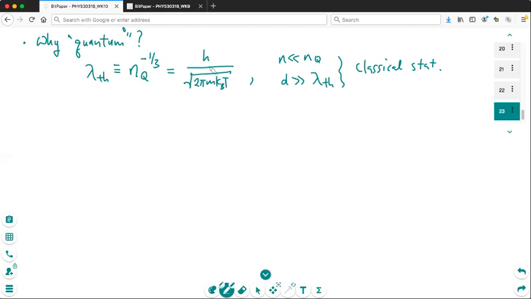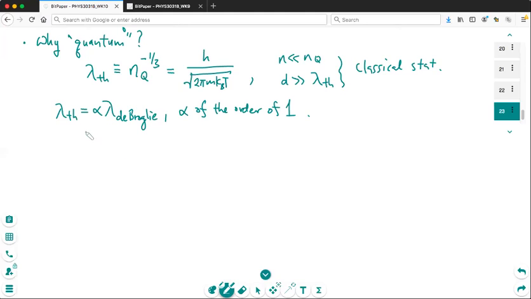In fact, if you look at this thermal length scale, I could also call it the de Broglie wavelength, because these two are related by a constant of the order of 1. Not exactly 1, but of the order of 1. That is why this is called quantum concentration, because the length scale is set by the de Broglie wavelength.